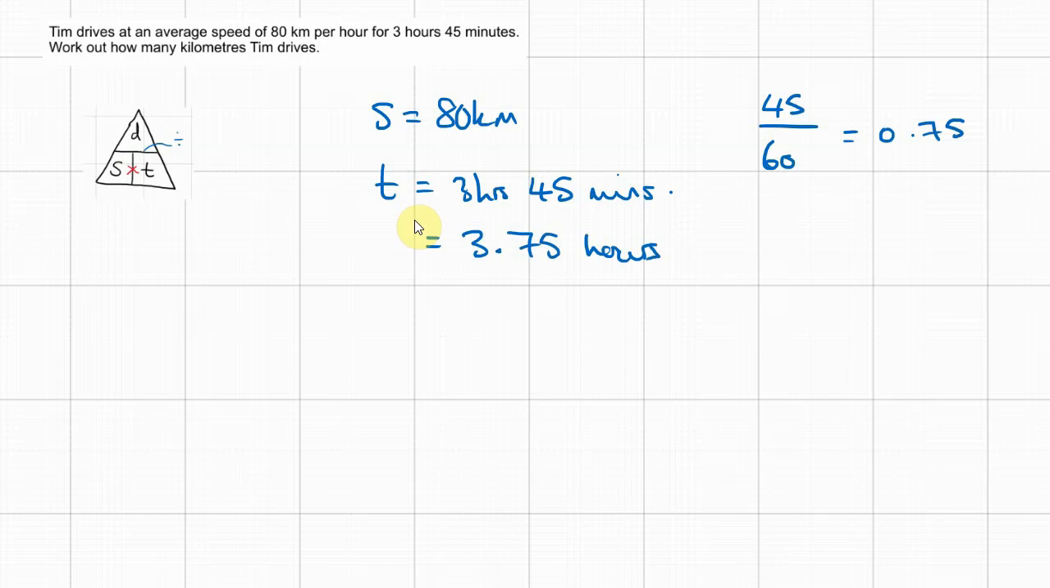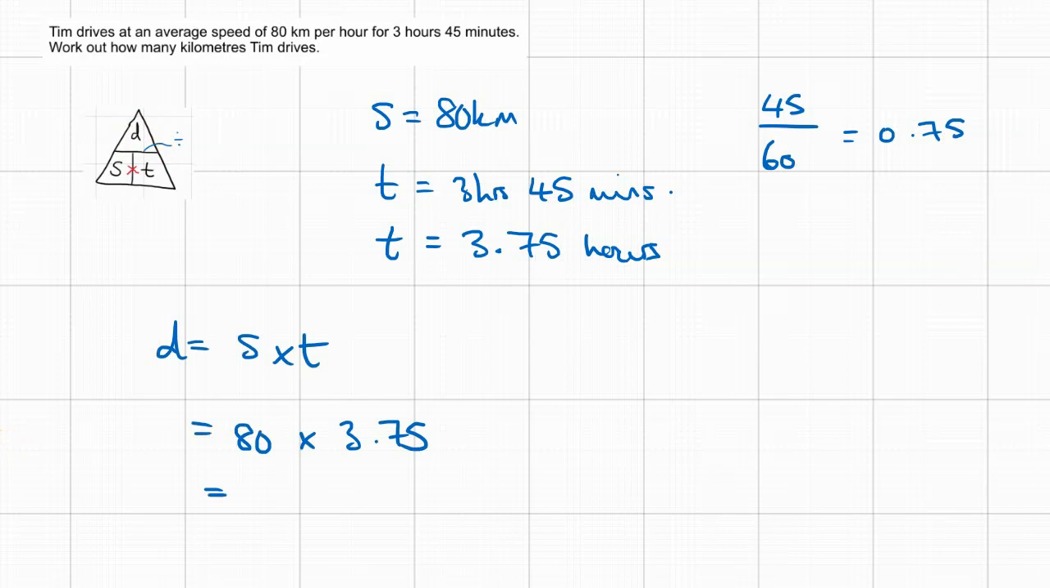So that's what we need to do our calculation with. Again, like I say, always check your units; this is how they try and trick us out a little bit. So, work out how many kilometres Tim drives. So we want to find the distance. So cover up distance. So we want to do speed times time. So distance equals speed multiplied by time. So 80 times by 3.75.